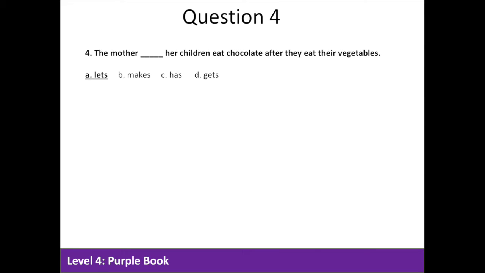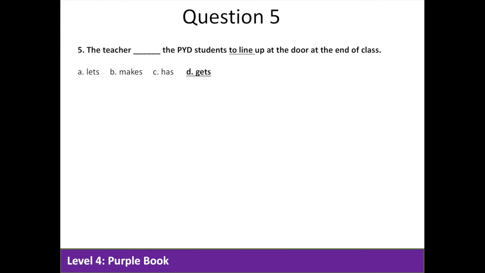Question 4. The mother blank her children eat chocolate after they eat their vegetables. Here, the mother is allowing the children to do something. Also, we have a third person singular subject, so we'll need to include an S on our verb. A is the best answer.